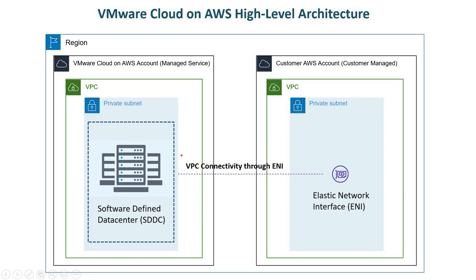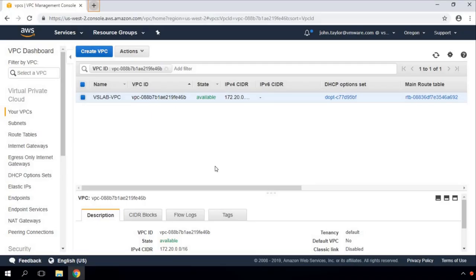Now let me walk you through how we deploy our first VMware Cloud on AWS SDDC with this service. As you can see, we are logged into the AWS console, and I just wanted to clarify that before we go ahead and deploy our first VMware Cloud on AWS SDDC, we are leveraging the VMware Hands-on Lab learning platform for this lab exercise.